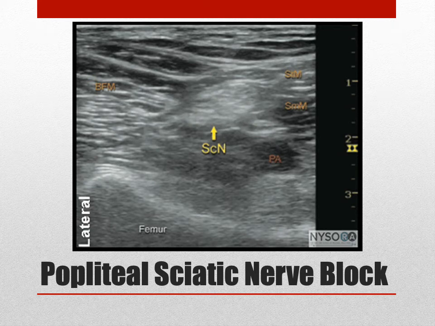Here is the sonoanatomy of the popliteal fossa. Again, notice that the sciatic nerve is superficial and lateral to the popliteal artery. It is also sandwiched between three muscles, laterally by the biceps femoris muscle, and medially by the semitendinosus and semimembranosus muscles. The sciatic nerve divides into the common peroneal and the tibial nerves between 4 and 10 centimeters above the popliteal crease.